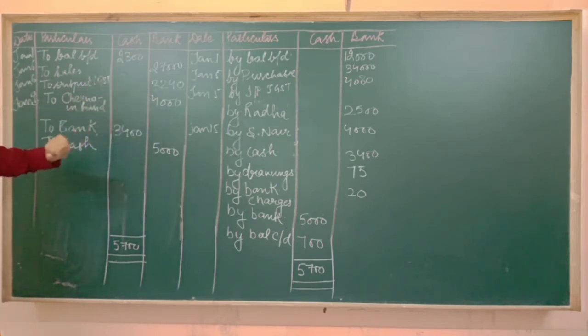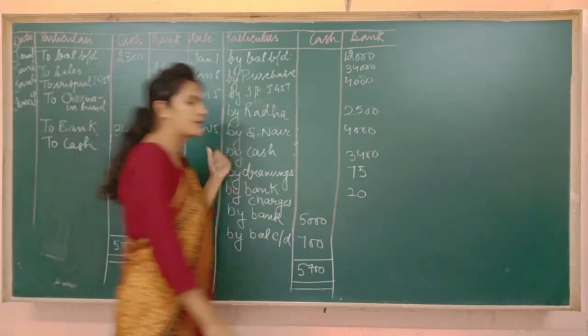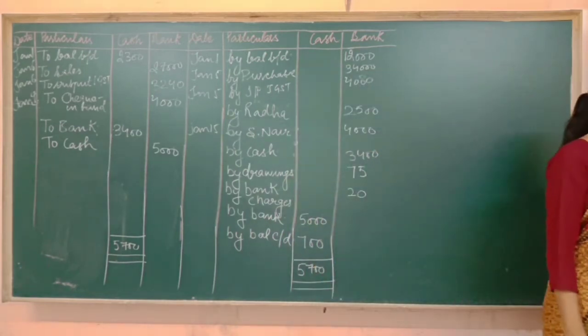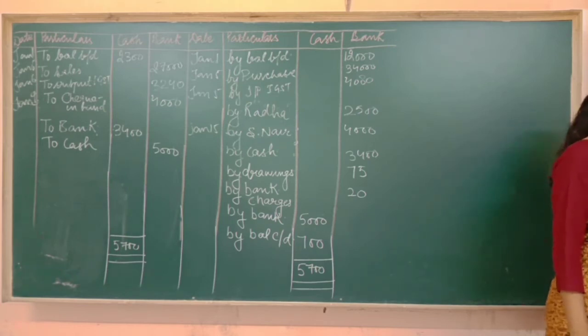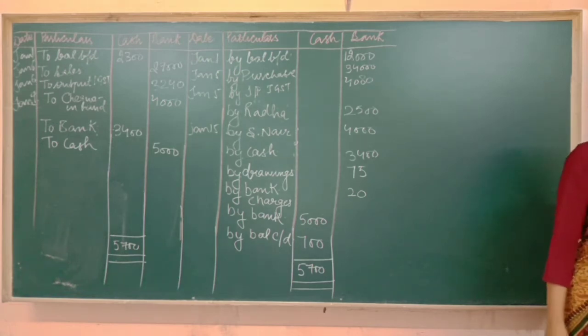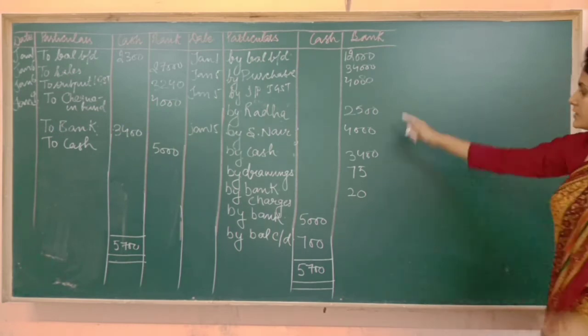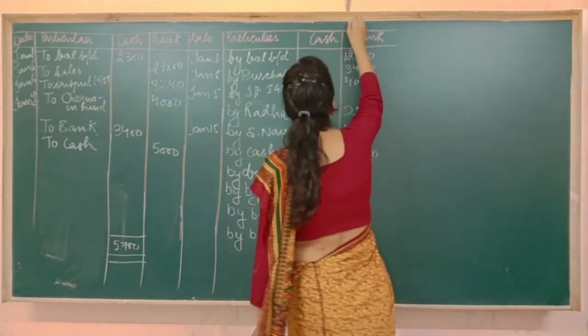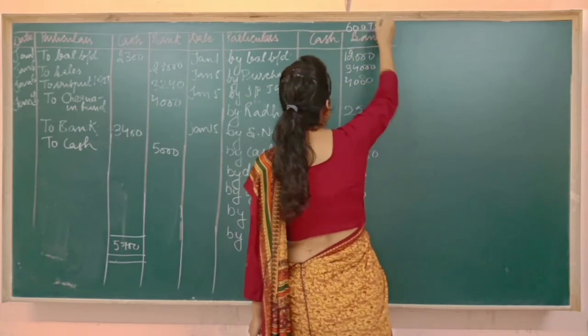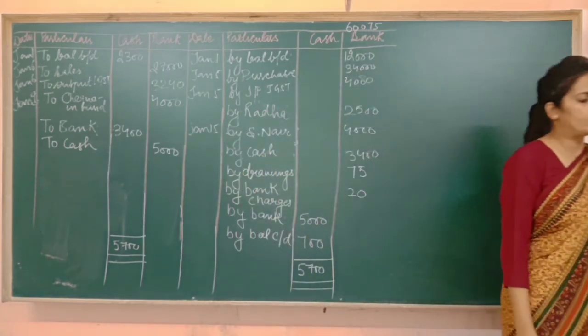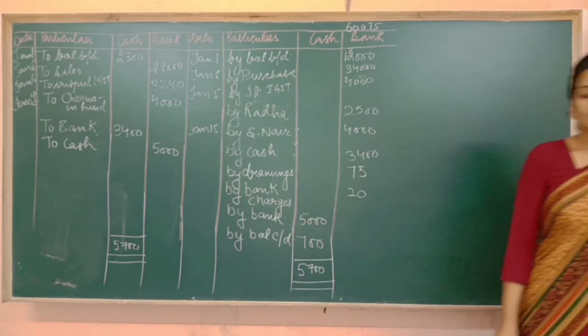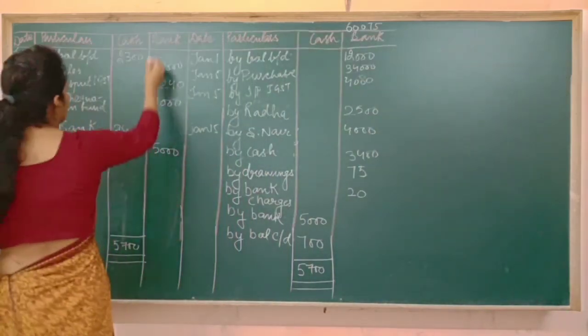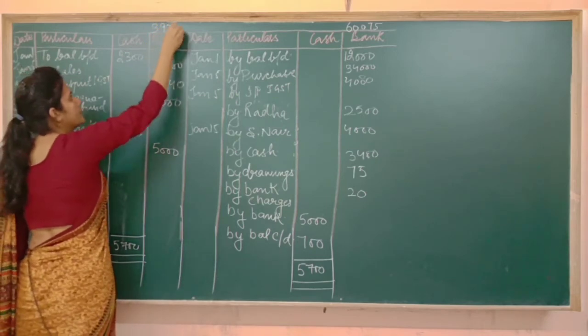Now check the debit side of bank and the credit side of bank. Check which side is greater. You check now. The side which is greater is credit side here. Credit side is greater. Just check. The total of credit side is 60075. If you total, you will get this amount. Total of debit side is 39240. Total of this side is 39240.